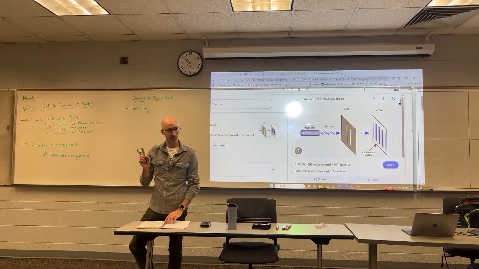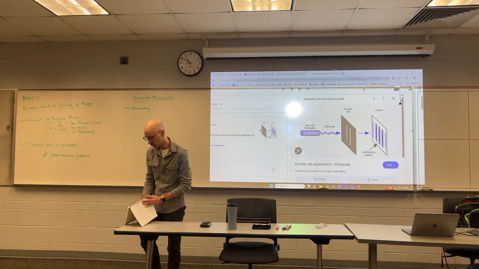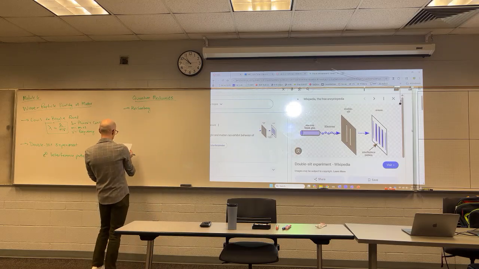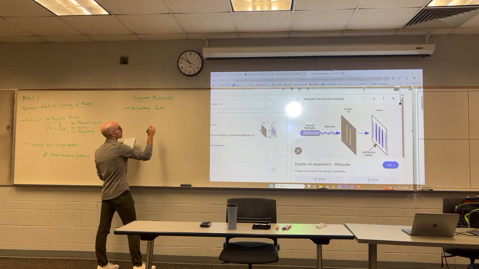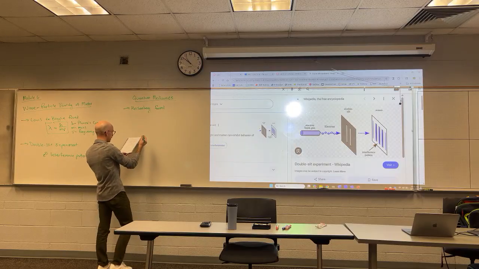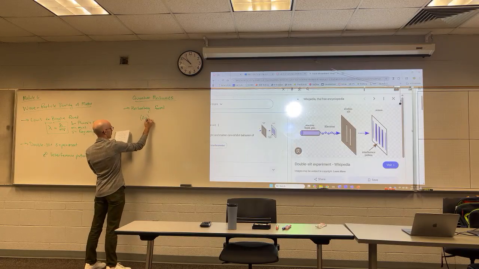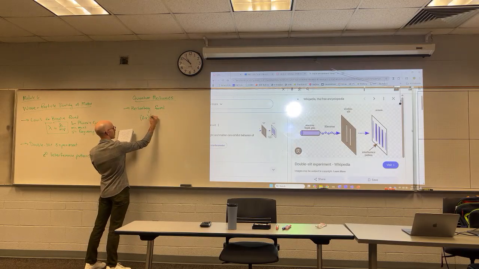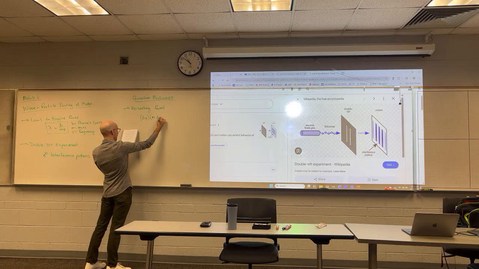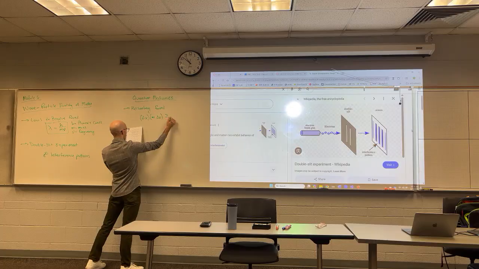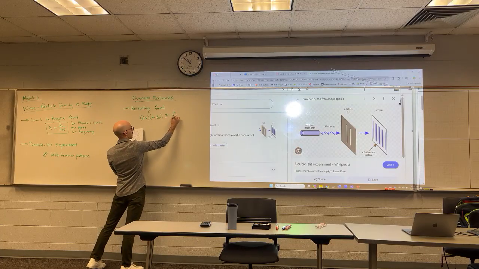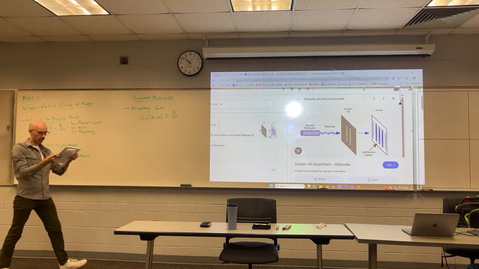Heisenberg found that you cannot know two things about an electron. He found this equation. Change in x, which is change in position, times the mass times the change in velocity is greater than or equal to Planck's constant over 4 pi, whatever that means.